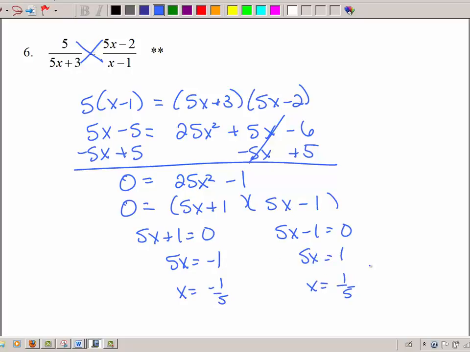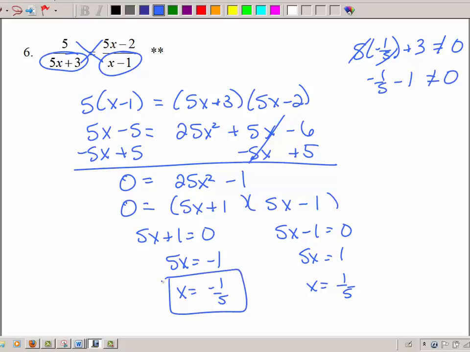And you're going, ooh, checking fractions. But just keep in mind, you don't have to know what it equals. You just have to know it doesn't equal 0. All right, so let's just do it one more time. So 5 times negative 1/5 plus 3. Negative 1 plus 3 is not 0. And negative 1/5 minus 1, again, you might not know what that is, but you should know it's not 0. So that's a keeper. Okay, well, what if I change it to positive? Does that make it 0? No. So both of those answers we can keep.